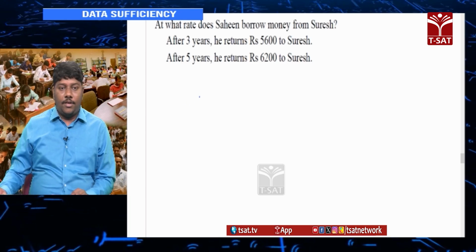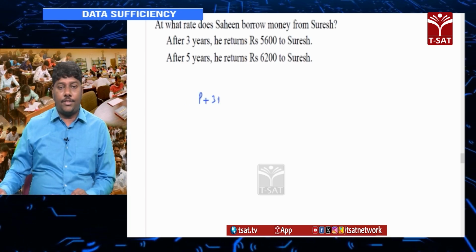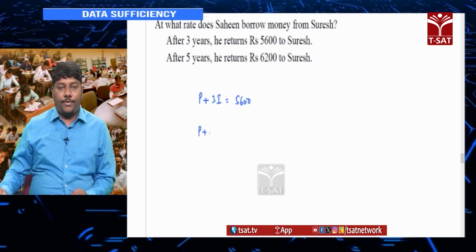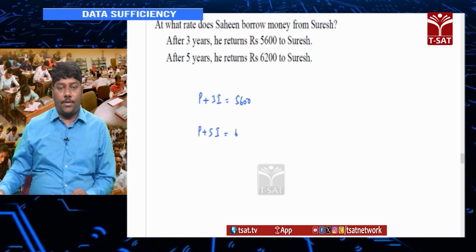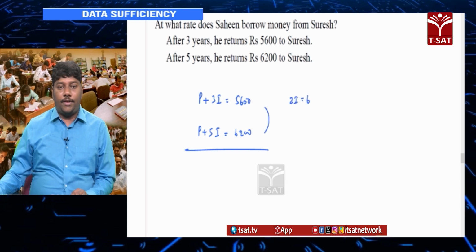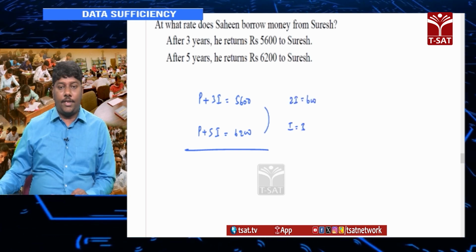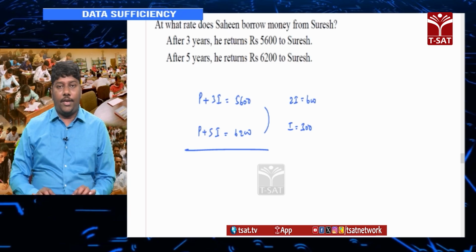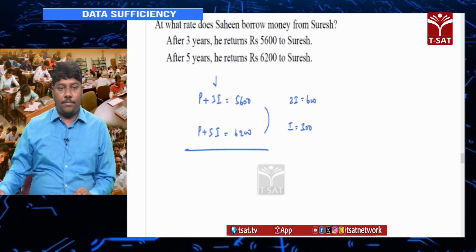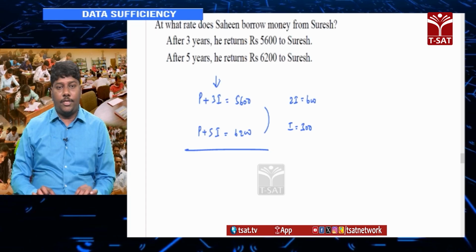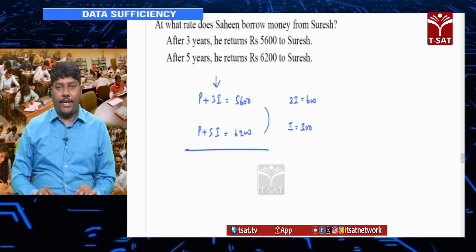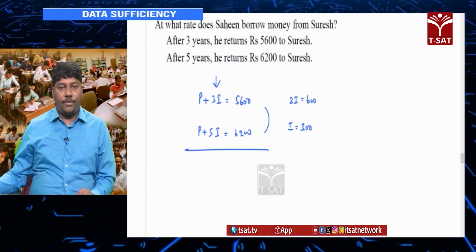So principal plus 3 years of interest is 5,600. Principal plus 5 years of interest is 6,200. Therefore 2 years of interest is 600, so interest per year is 300. If you substitute, you will get the principal and also the rate. I don't need to find out the rate, but it is possible to find it out if you combine.